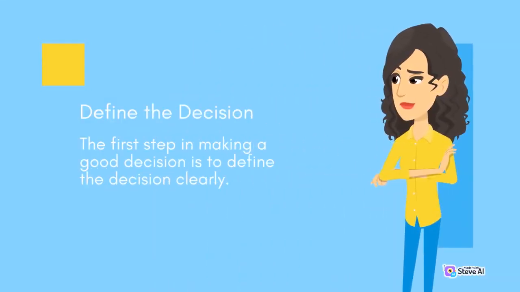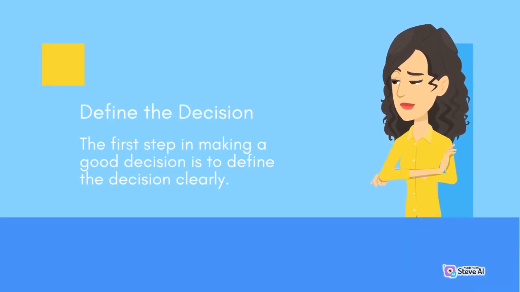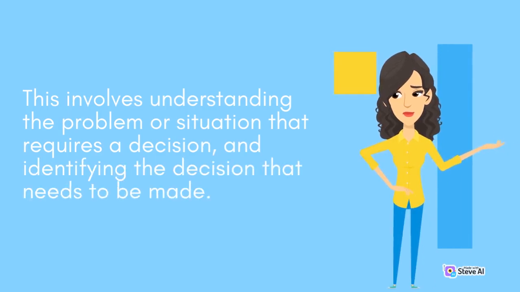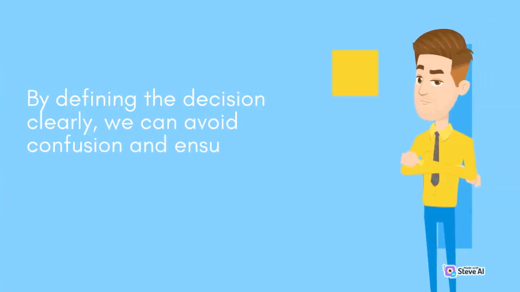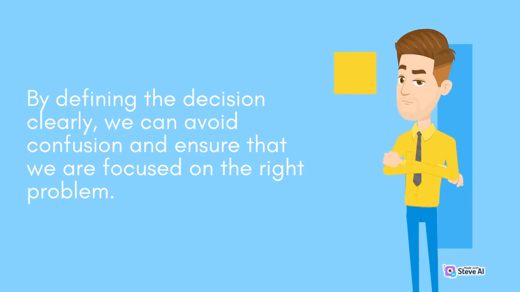Define the decision. The first step in making a good decision is to define the decision clearly. This involves understanding the problem or situation that requires a decision, and identifying the decision that needs to be made. By defining the decision clearly, we can avoid confusion and ensure that we are focused on the right problem.